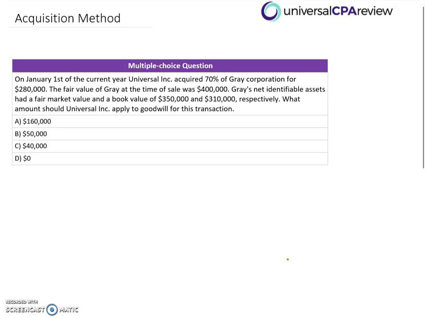So the fair value of Gray at the time of the sale was $400,000. Gray's net identifiable assets had a fair market value and a book value of $350,000 and $310,000 respectively. What amount should Universal Inc. apply to goodwill for this transaction?